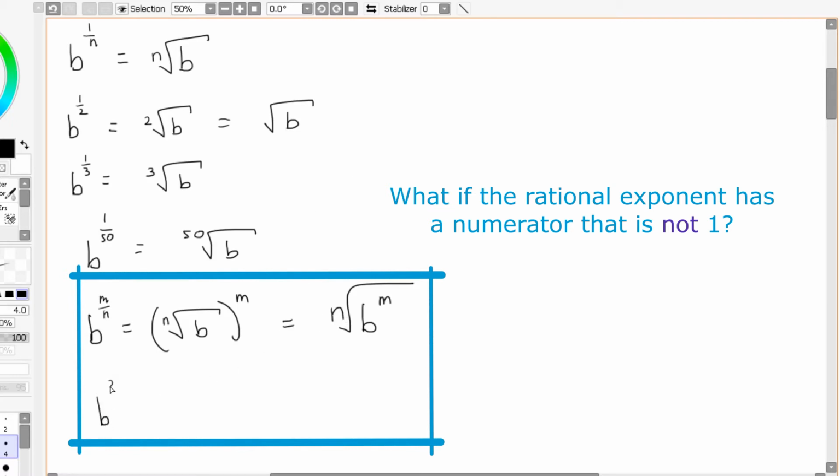Here's an example with numbers. b to the power of 2 over 3 can be written as the third root, so cube root, and then we're going to square that. You can also write it like this. b squared, and then take the cube root.